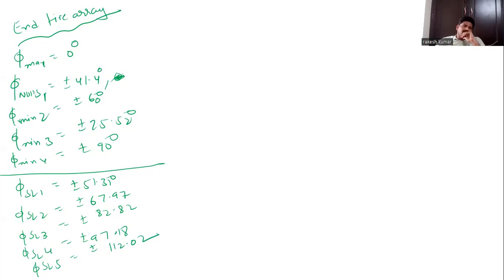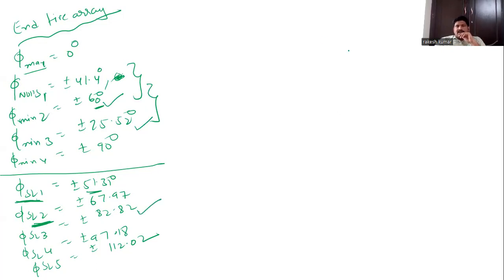Okay. Always the first side lobe should be in between the first null and second null. So the first null is 41.4 and the second null is 60. So you are getting an answer in between. Okay, and similarly, the second side lobe should be in between the second null and third null. What is the second null here? 60 degrees, and the third null is 75.52. Your answer is also in between like this.